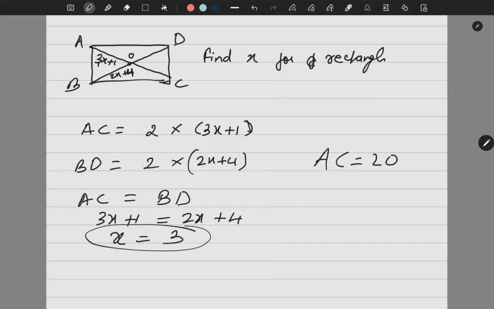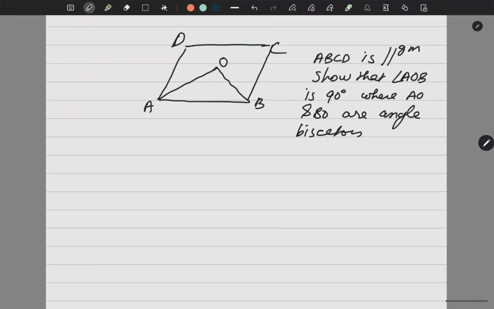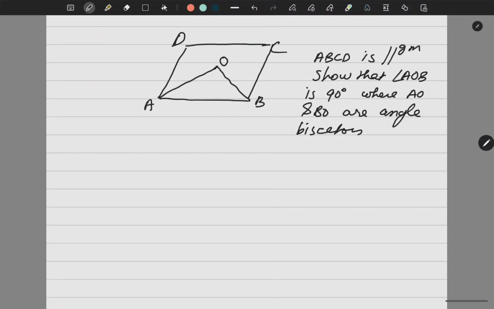Same way, if I talk here, 3 twos are 6, 6 plus 4, 10. So OB is equal to 10. So BD is equal to 20. See, same equal diagonals game. Correct? So this type of question they can frame based on the properties. Now look at this interesting question.